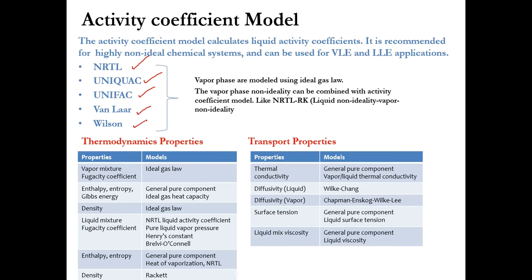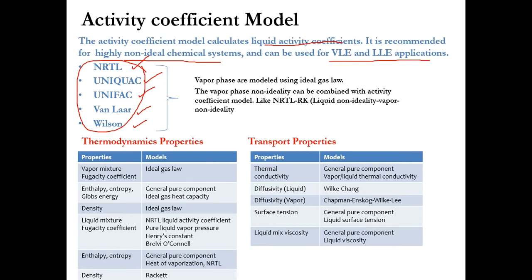If you remember, we had discussed that for chemical systems having low pressure and binary interaction parameters, we ended up selecting these property methods. The activity coefficient model calculates liquid activity coefficients. It is recommended for highly non-ideal chemical systems and can be used for VLE and LLE applications. So again, the thermodynamic and transport properties models are available over here.